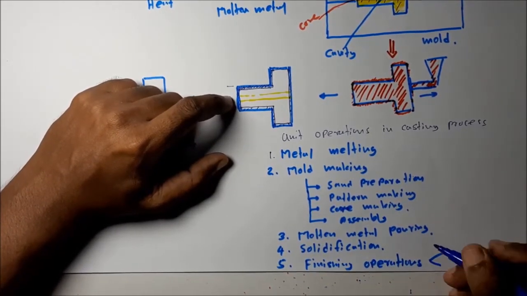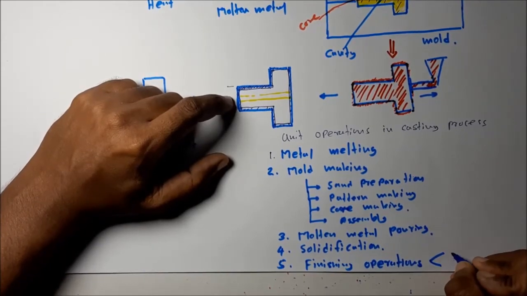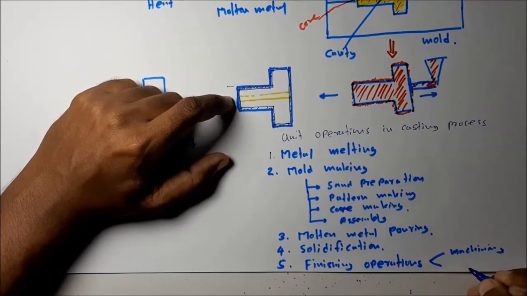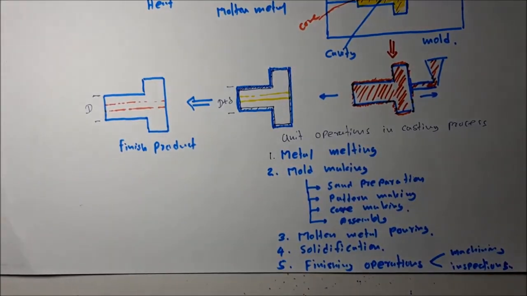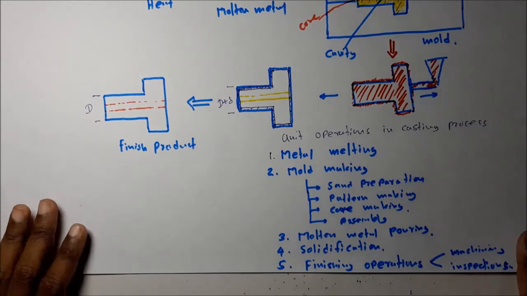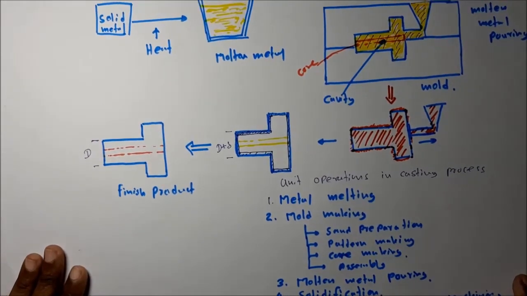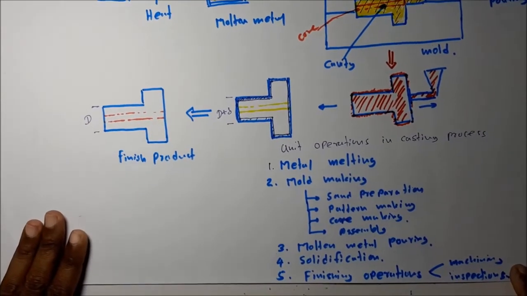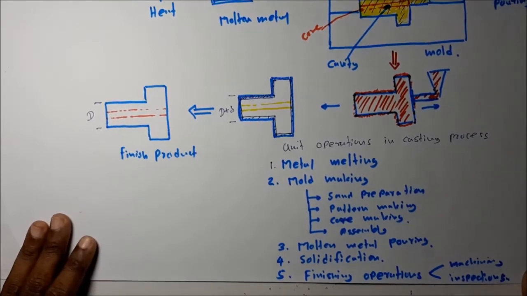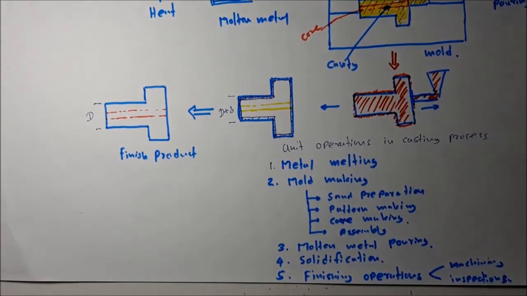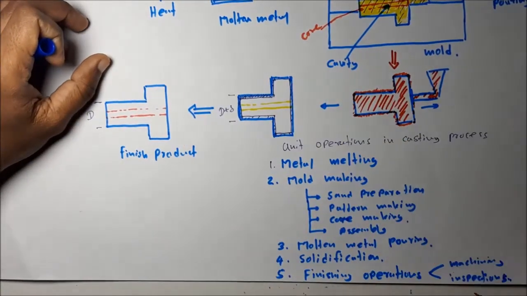The finishing operations: machining and inspection. The machining operations are done to get the final dimensions and shapes I explained. Then the inspection is also done to identify whether thermal cracks or porosities are present.